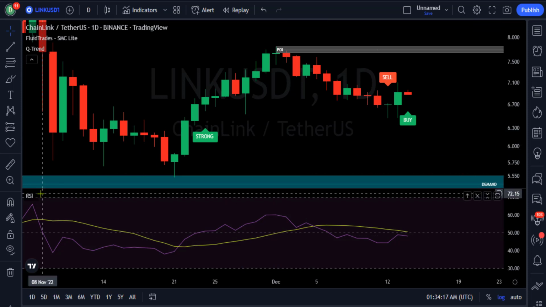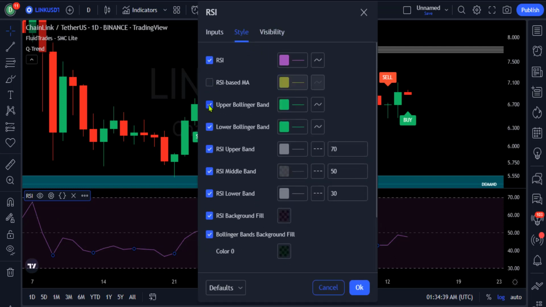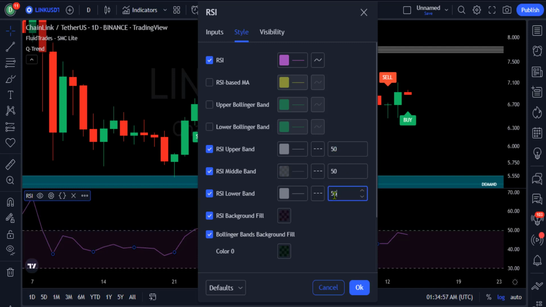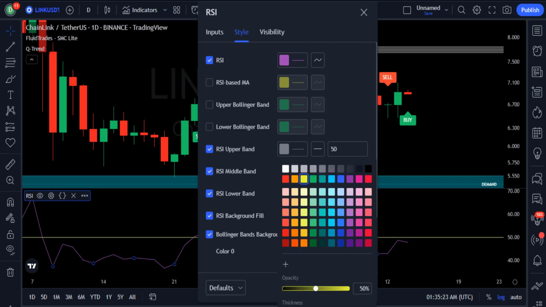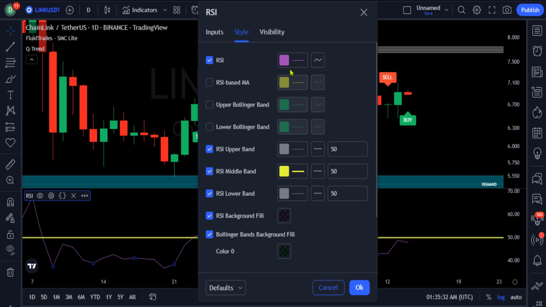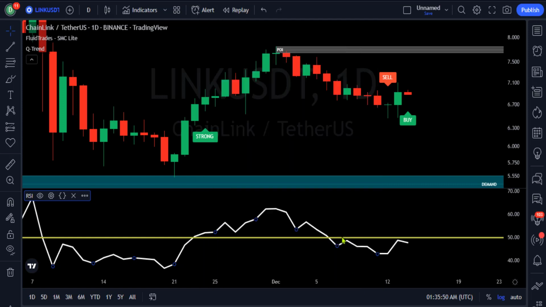Now, go to the settings of the RSI indicator, and in the input section, you will change the RSI length from 14 to 12 periods. Then go to the style section and uncheck these 3 options. Change this RSI upper and lower band to 50, and change these 3 dashed lines to a normal line. Then change the color of the middle line to yellow, and increase the thickness to make it more visible. Again, change the color of the RSI to white, and increase the thickness as well, and then click OK.